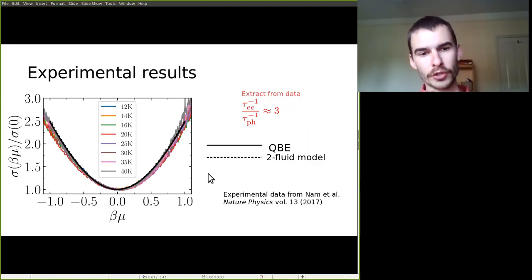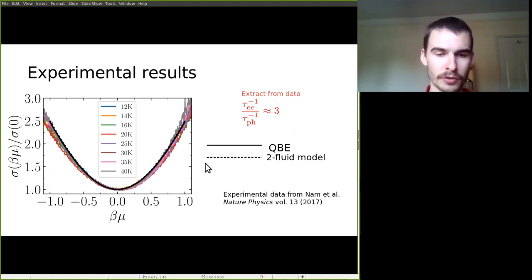So let me just show you the results from the quantum Boltzmann equation compared to the experimental data. So you see that the solid black line, the quantum Boltzmann equation, approximates the experimental data very well. And furthermore, the two-fluid model approximates the quantum Boltzmann equation very well. So we can use the far simpler two-fluid model instead of the more complicated quantum Boltzmann equation.